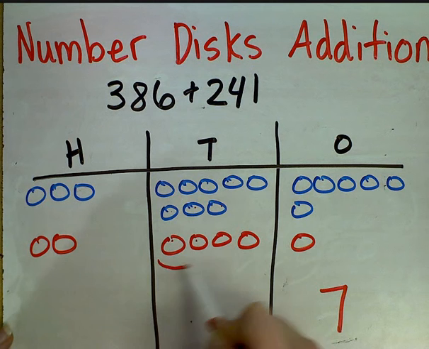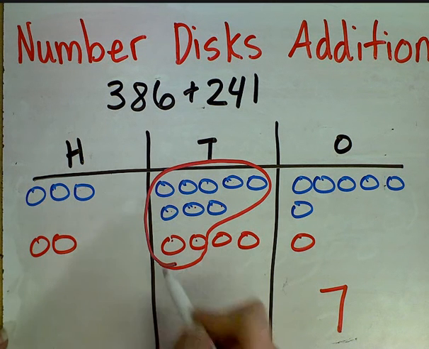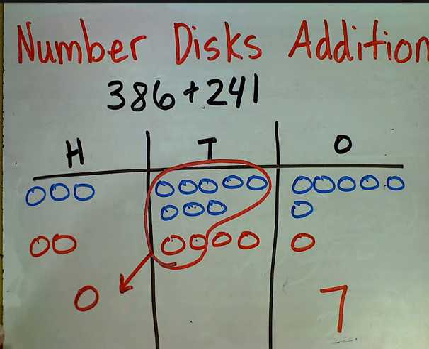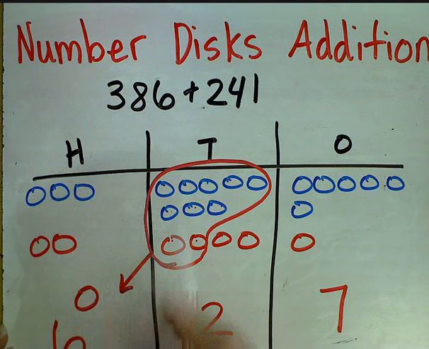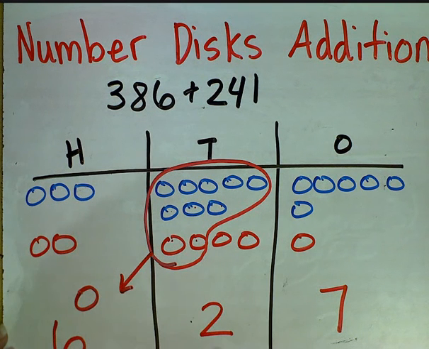I have 10 here, so I'm going to make my bundle, and we know that 10 tens equals 100. So I'll be able to add that new 100 in the hundreds place. I'm left with 2 tens. And finally, I'm going to count my hundreds. 1, 2, 3, 4, 5, 6. So 386 plus 241 equals 627.